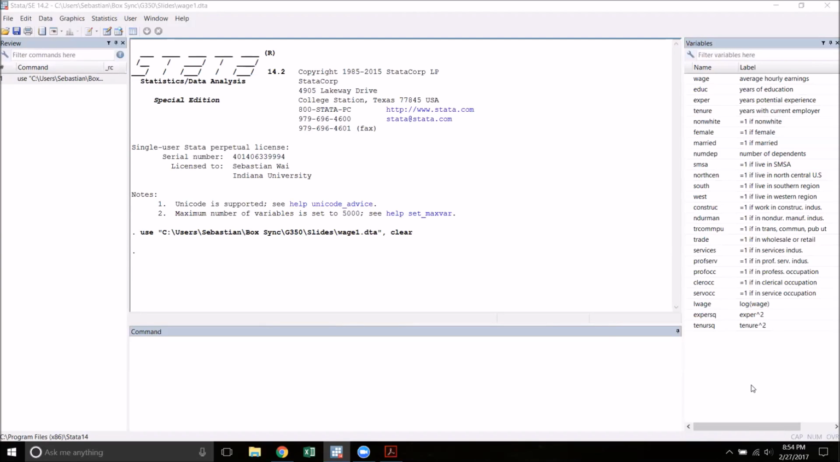Hello everyone. In this video, I'm going to go over how to test for heteroscedasticity using both the Breusch-Pagan test and the White test. If you haven't done so already, I highly recommend that you watch my previous video on calculating the robust standard errors when we have heteroscedasticity.